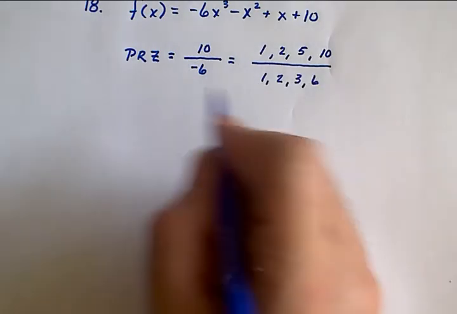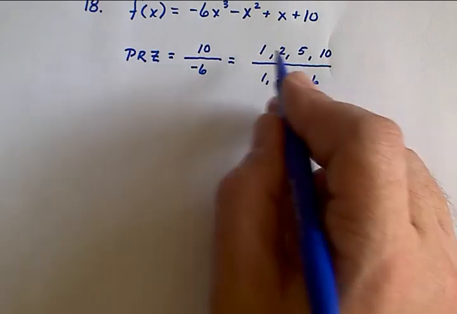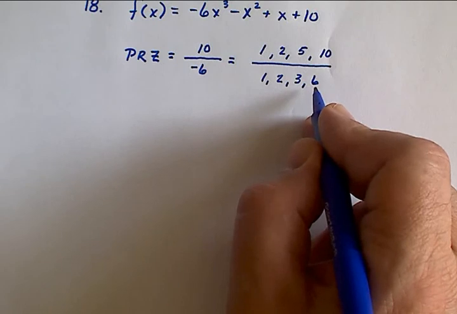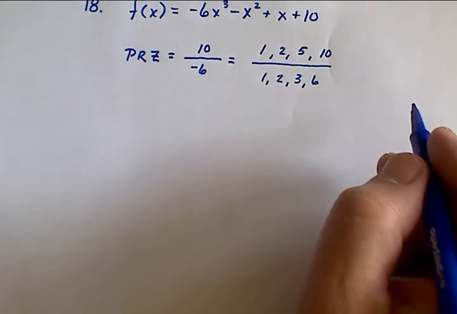Now, to complete this list, you take the factors of the numerator and the factors of the denominator and you put them together. You create all of your different rational zeros.